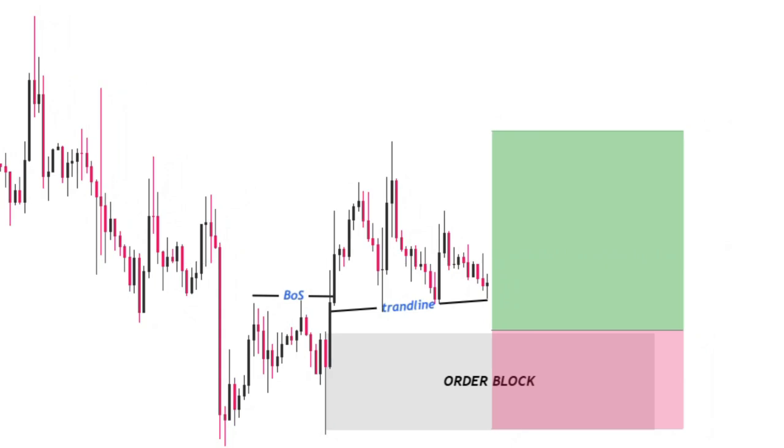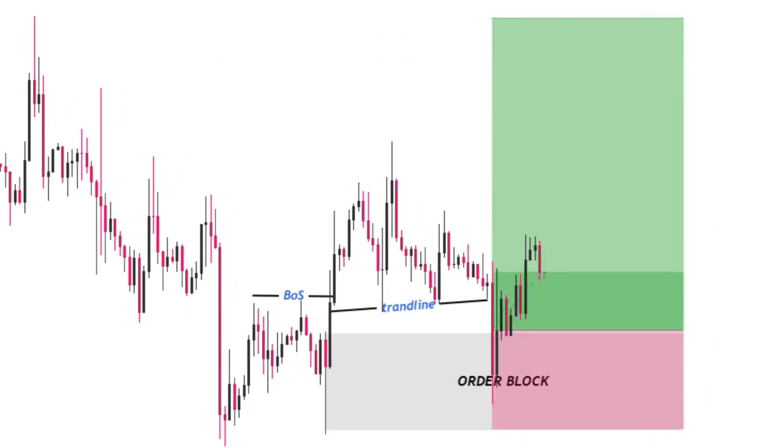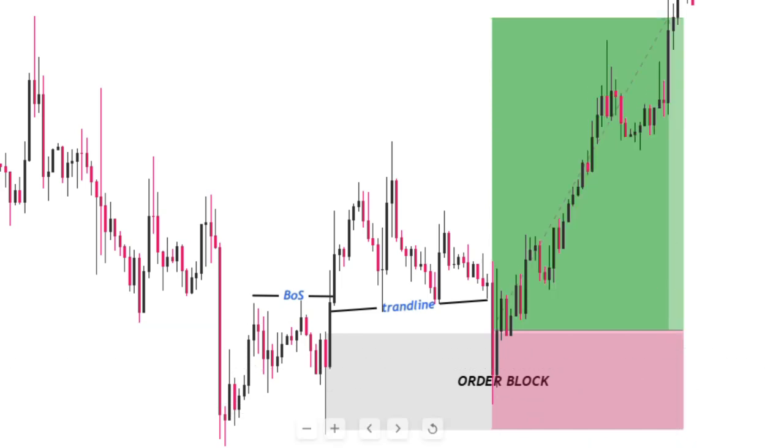The entry is not the trend line. The entry is the order block. You wait for price to return. Observe reaction and structure shift. Enter long and target previous highs.